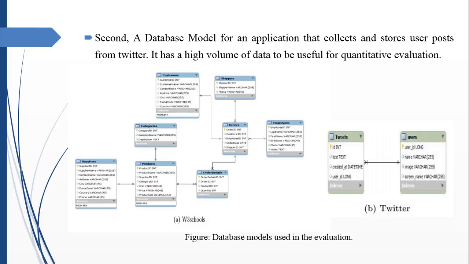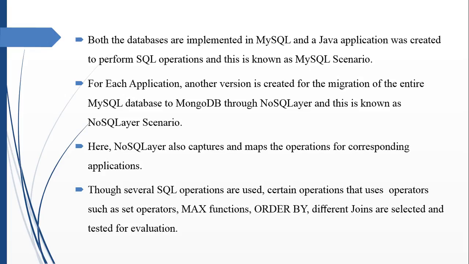First is the DB3 schools database model, which has tables like suppliers, products, categories, customers, shippers, orders, employees and order details. Second is the Twitter model, which has both tweets and user tables, in which the tweets table contains tweet details and the user table contains the user details. Both databases are implemented in MySQL, and a Java application was created to perform SQL operations, and this type of scenario is known as the MySQL scenario. For each application, another version is created for the migration of the entire MySQL database to MongoDB through NoSQL layer, and this is known as the NoSQL layer scenario.